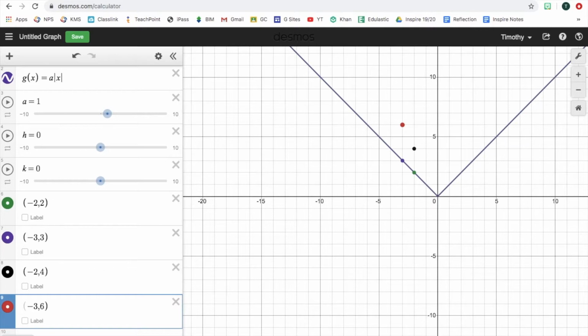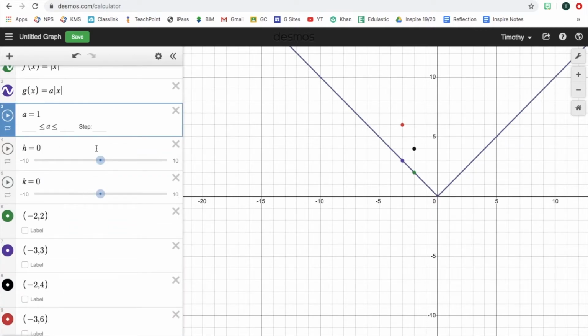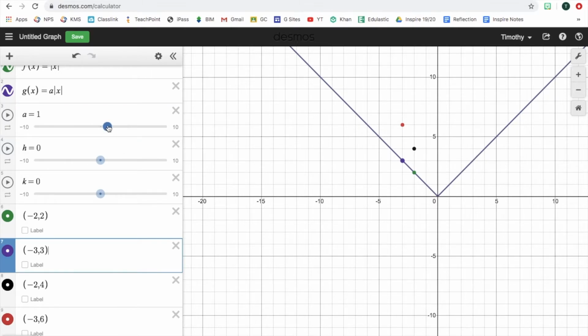And once again, this is if we make a go from 1 to 2. So I will slide this from 1 to 2, and we see that we have stretched it. Each point on this line now has its y value multiplied by 2.